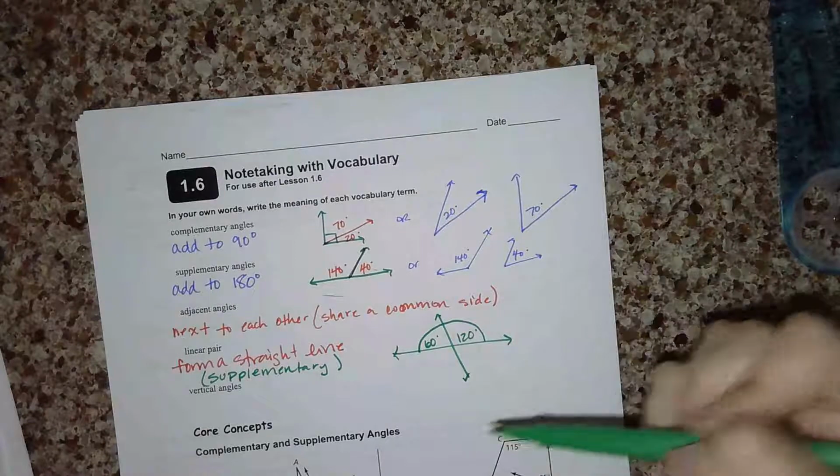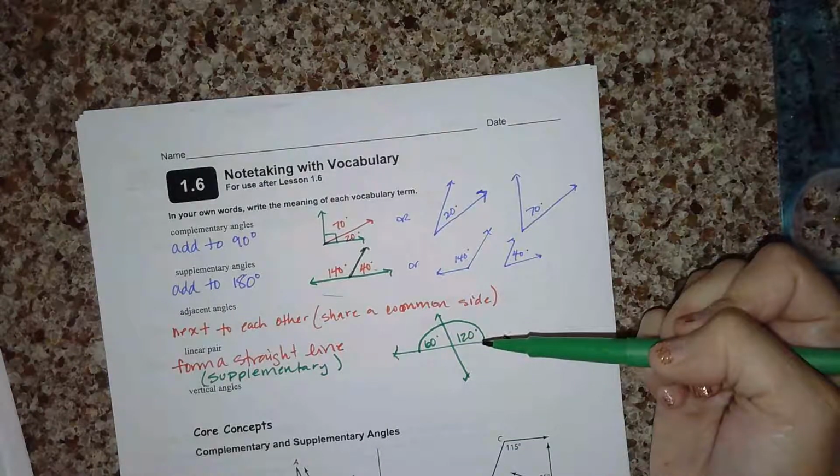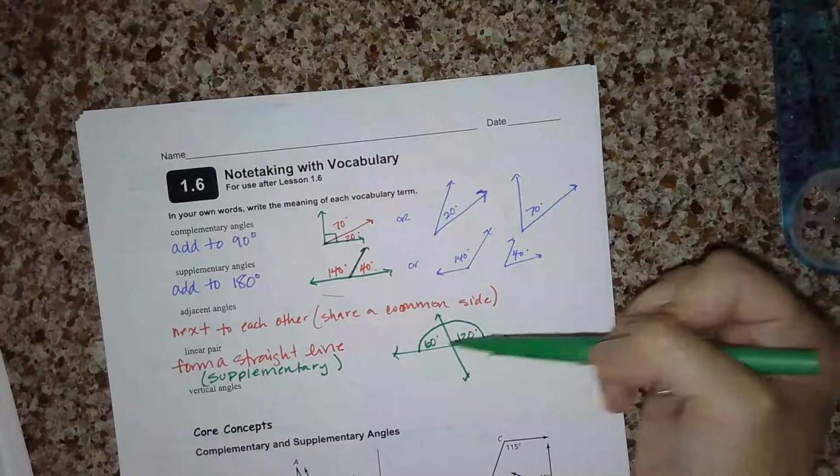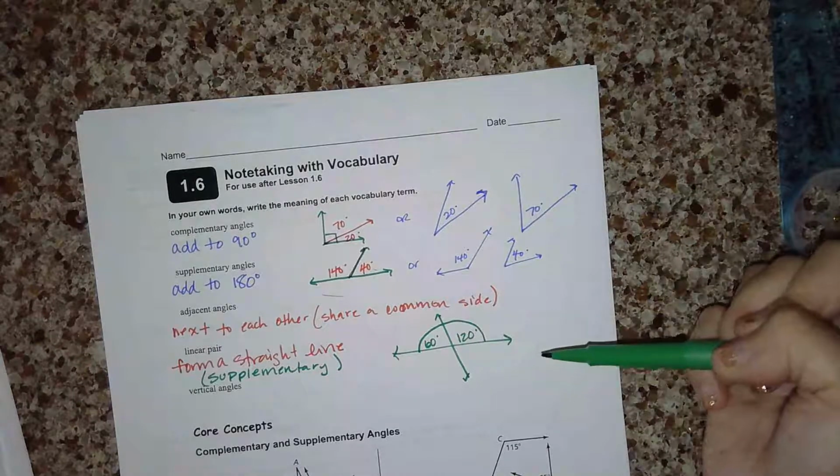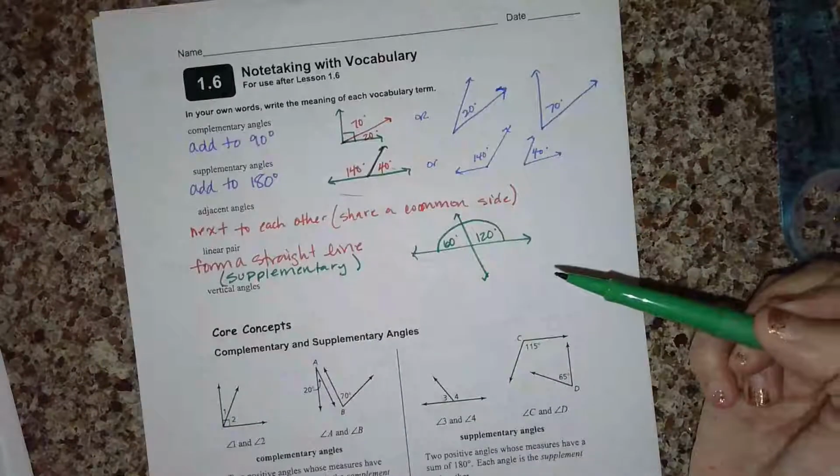What you might notice is a linear pair has to have adjacent angles. In other words, the two angles that form a straight line have to be connected to each other. They have to share a common side.